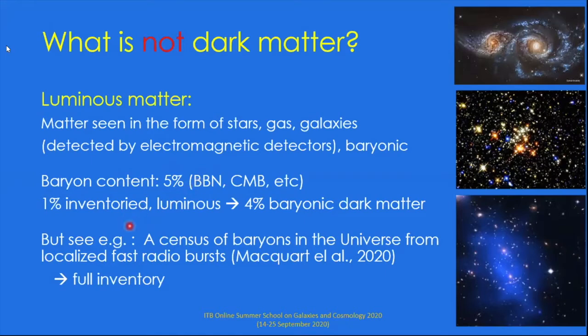But see, for example, a recent census of baryons in the universe from localized fast radio bursts by Macquart et al. 2020. They determined the electron column density along the line of sight to the radio bursts at several redshifts, and accounted for every ionized baryon in the line of sight. They end up with omega baryon of 0.05, or 5%. So maybe we already have a full inventory of baryons, although confirmations are always needed, as is common in science.